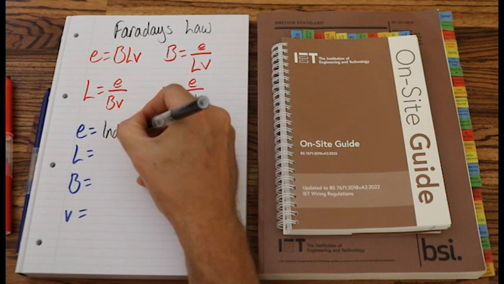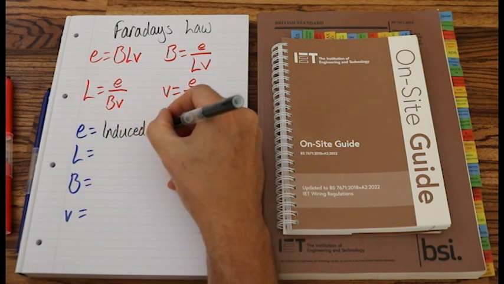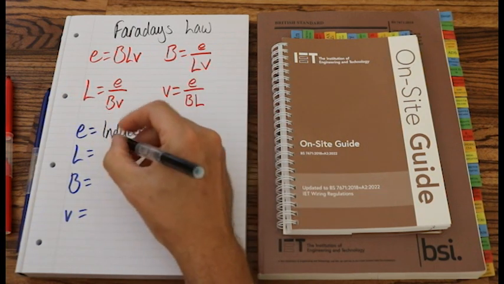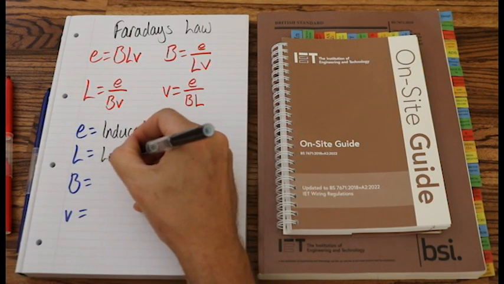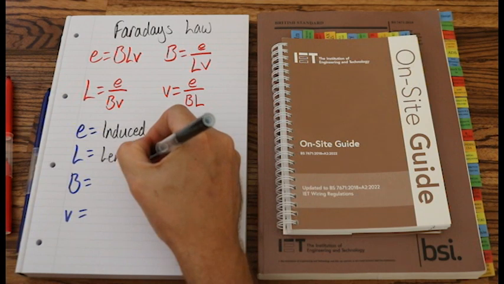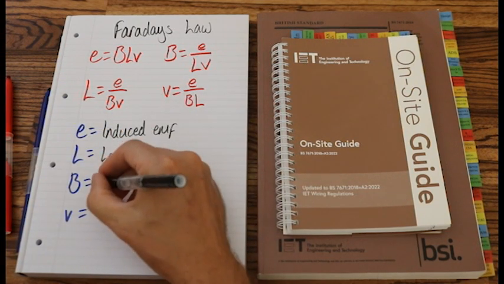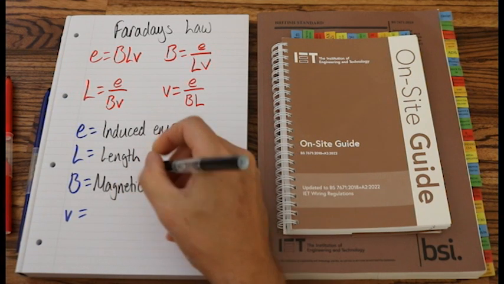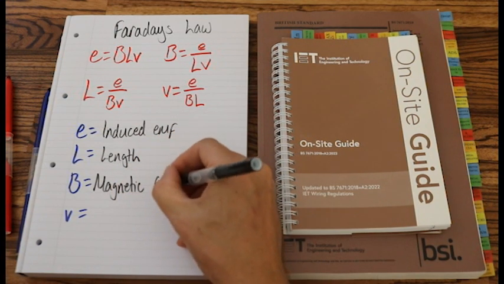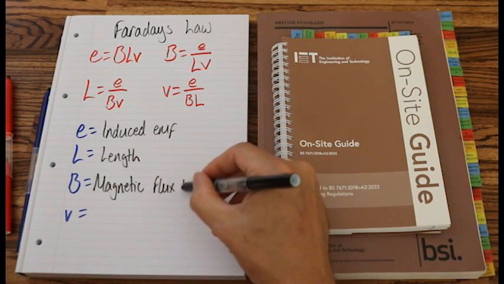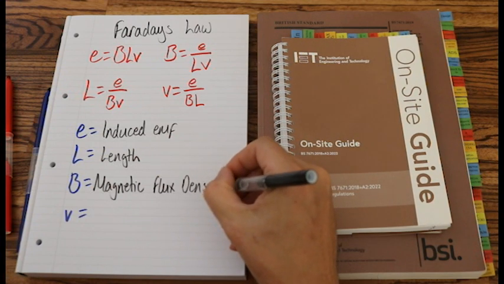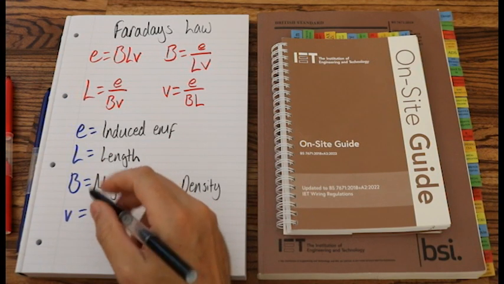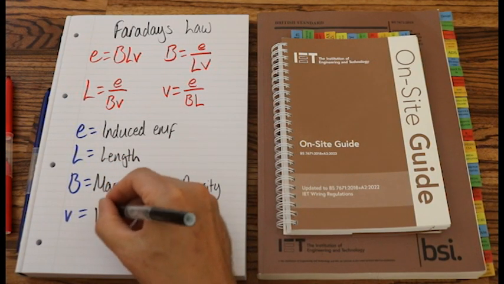induced EMF, and L is length, B is magnetic flux density, and lowercase v is velocity.